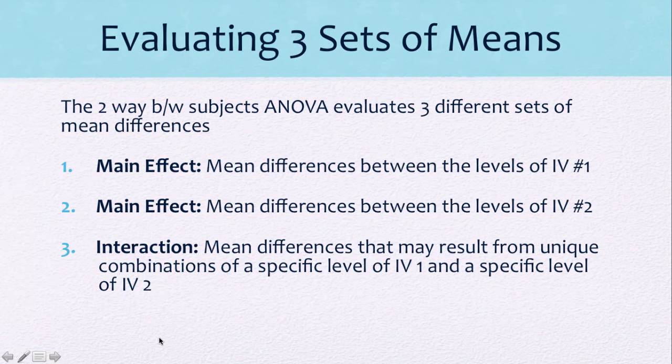And so when we are conducting a two-way between subjects ANOVA, we are evaluating three different sets of mean differences, two main effects and one interaction. The first main effect is looking at the mean differences between the levels of IV1. The second main effect is looking at the mean differences between the levels of IV2. And lastly, the interaction, which is looking at mean differences that may result from unique combinations of a specific level of IV1 and a specific level of IV2.